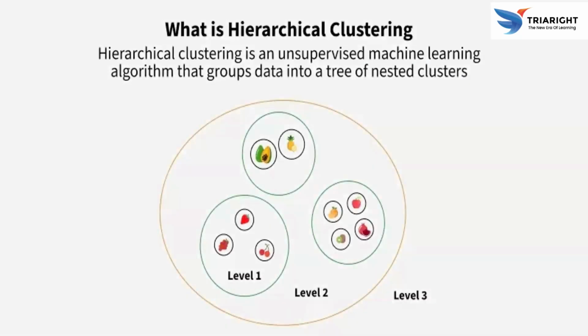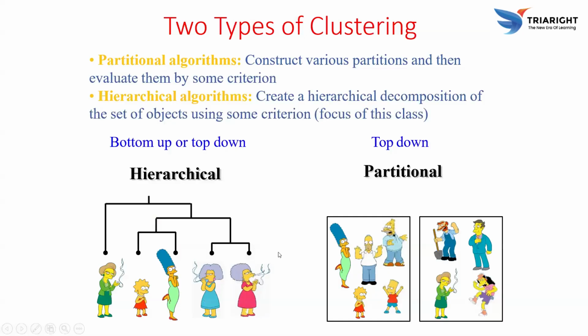So we can say hierarchical clustering is an unsupervised machine learning algorithm that groups data into a tree of nested clusters. Here we can see different types of fruits: papaya, pineapple, strawberry, cherries, grapes, and so on. It divides each cluster separately, forming clusters, and each cluster divides into different groups by levels. There are two types of clustering: partitional algorithms and hierarchical algorithms.